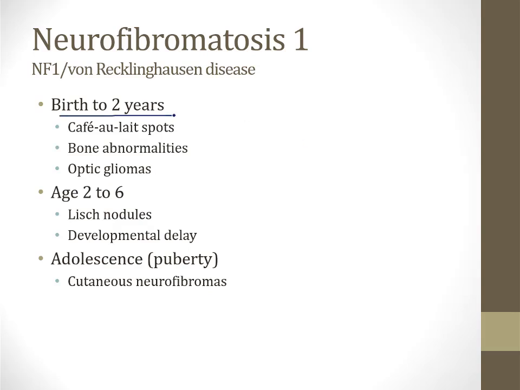In the first 2 years of life, people with neurofibromatosis develop cafe au lait spots, bony abnormalities, and optic gliomas. And in fact, the diagnosis of an optic glioma in a young child should prompt a workup for potential neurofibromatosis. From 2 to 6 years of age, that's when the eye findings, the Lisch nodules, develop, and that's where the developmental delays become apparent. And then at adolescence or puberty, this is when the cutaneous neurofibromas occur.